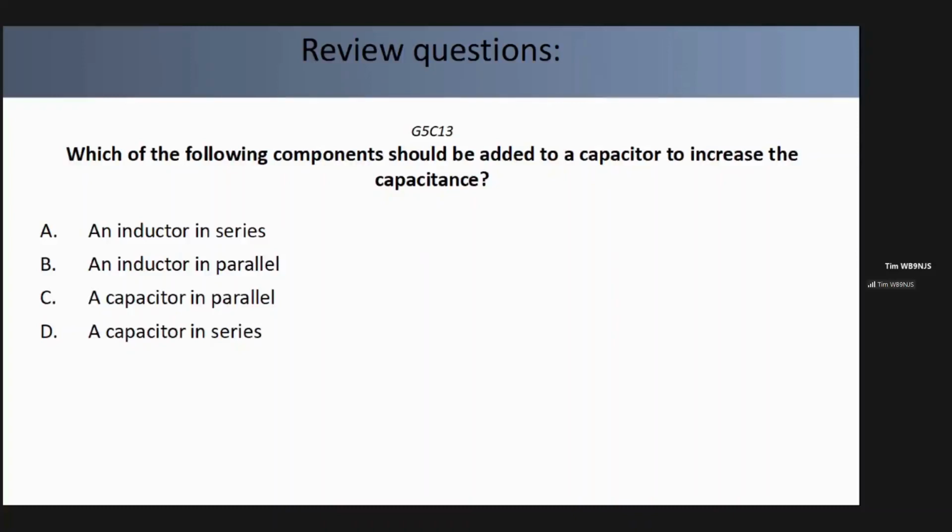Now you will create an LC circuit, which will be resonant at some frequency, but that's not what you're trying to do. So you need to add a capacitor. And if you remember, capacitors, you add them in parallel to increase the capacitance. If you add a capacitor in series with another capacitor, you'll reduce the overall effective capacitance.